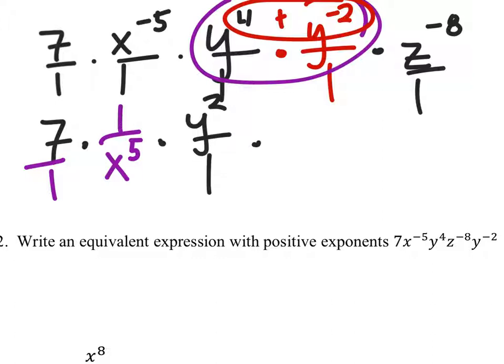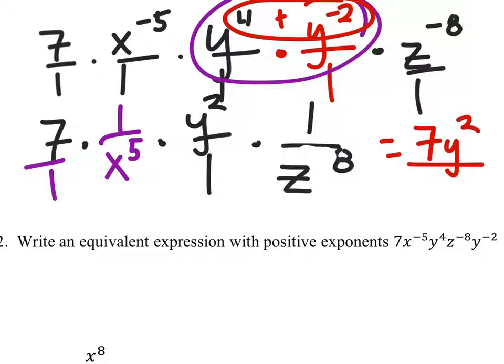And then times z, well, we need to reciprocate the z because its power is negative. 1 over z to the power of negative 8. And if we multiply all these, oh yeah, thank you. So we got 7 times 1 times y squared times 1, 7y squared over 1 times x to the 5th times 1 times z to the power of 8. x to the 5th, z to the 8th.